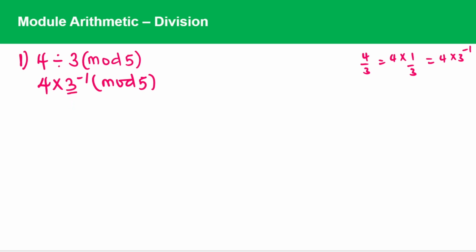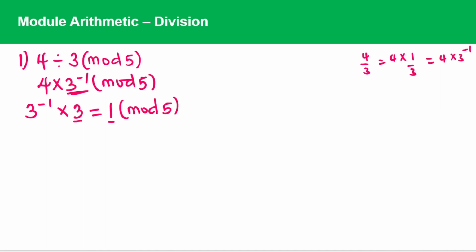Now, our objective is to find the multiplicative inverse of 3 to the power of minus 1 in mode 5. Please note, in mode 5. The multiplicative inverse of 3 to the power of minus 1 is the number that will multiply 3 to the power of minus 1 in mode 5 and give us 1 in mode 5. So let's find out what that number would be. Actually, that number must fulfill two conditions. Number 1, the number must be divisible by 3. At the same time, the number must leave a remainder of 1 when divided by 5.